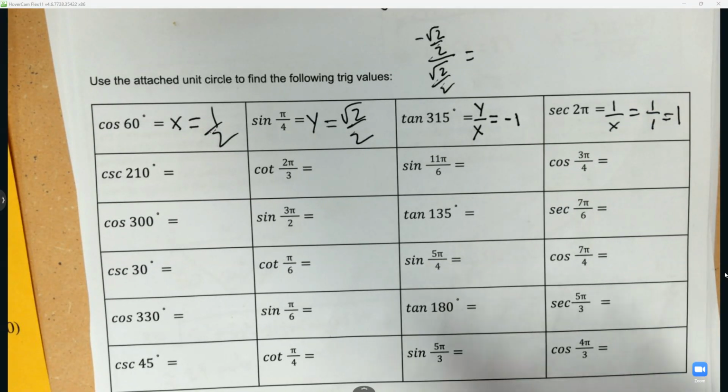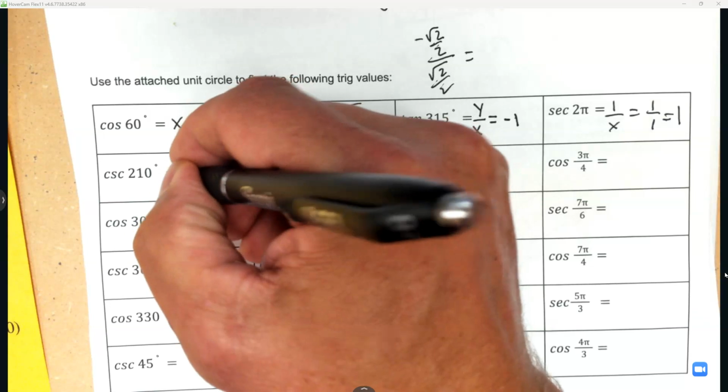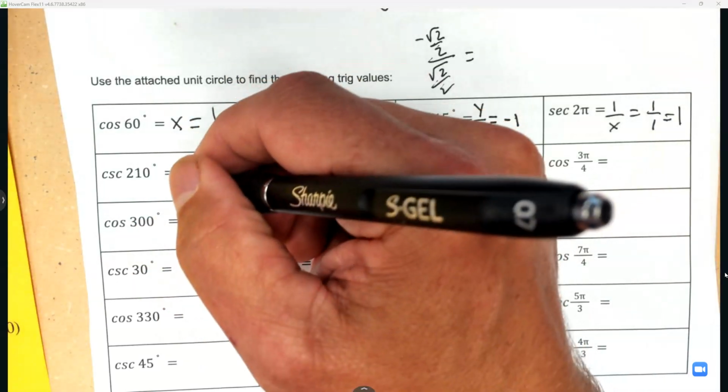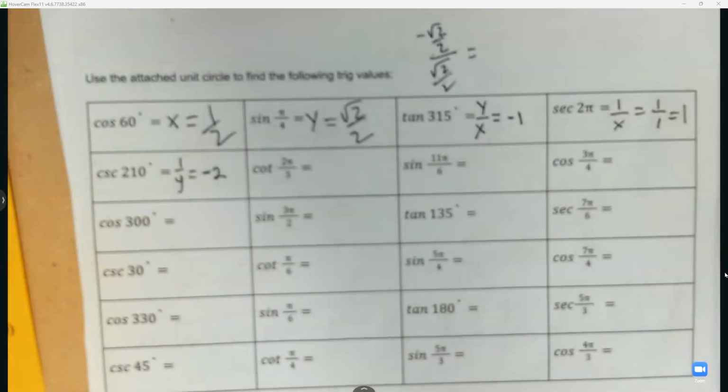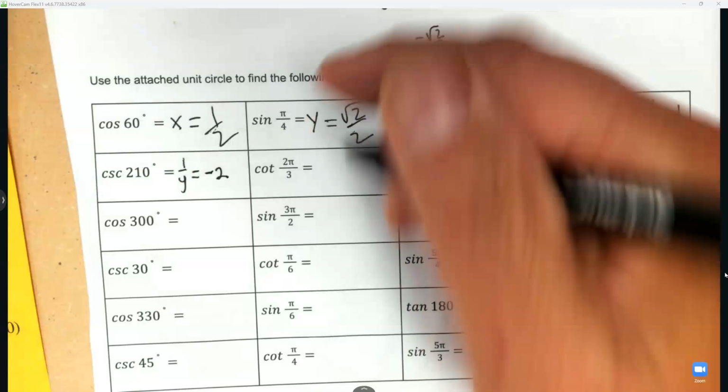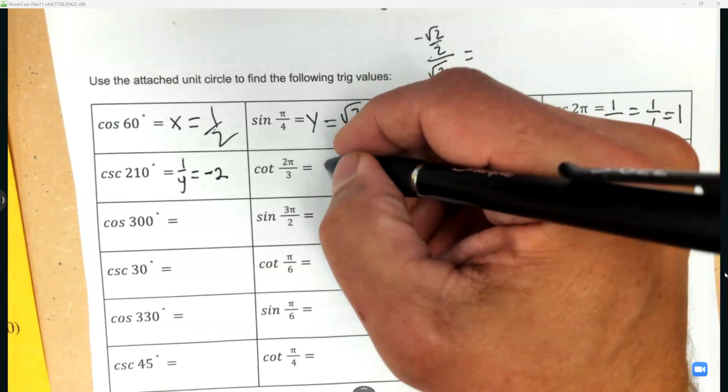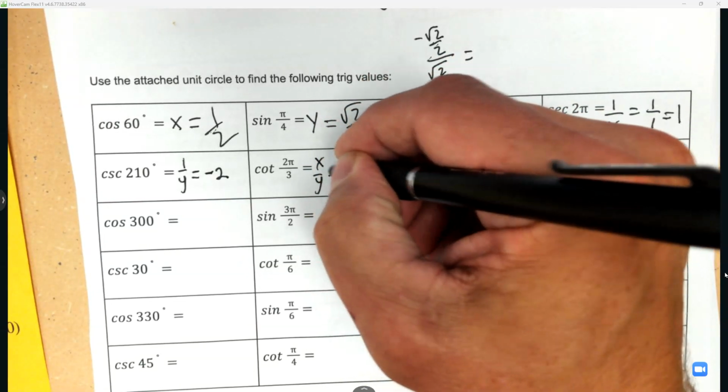So 210 cosecant, so that means the reciprocal. So find the y coordinate and then flip the y coordinate, and you have your answer. So it's negative 2. 2 pi over 3 cotangent, that's x over y.